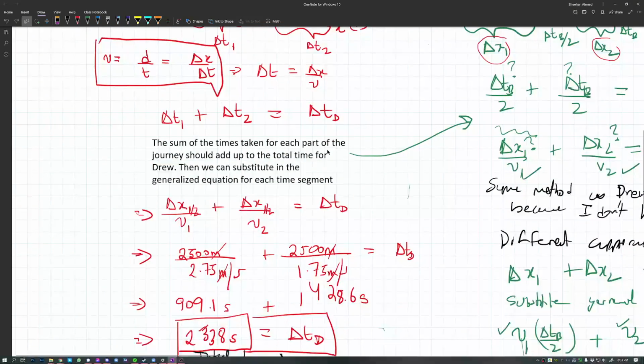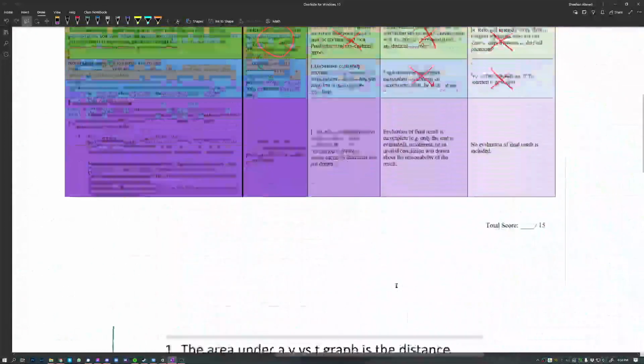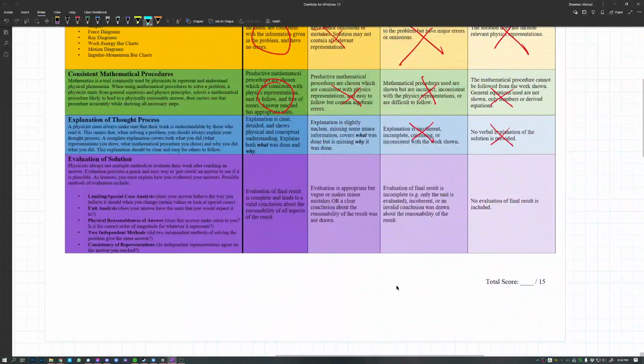And what did I do? I said I can substitute a generalized equation for each time segment. Why did I do it? Well, because the sum of the times taken for each part should add up to the total time. That's why I did the times and put stuff in. Yeah, I think I did what and why. So yeah, it shows physical and conceptual understanding. I think I have some physical understanding of this.